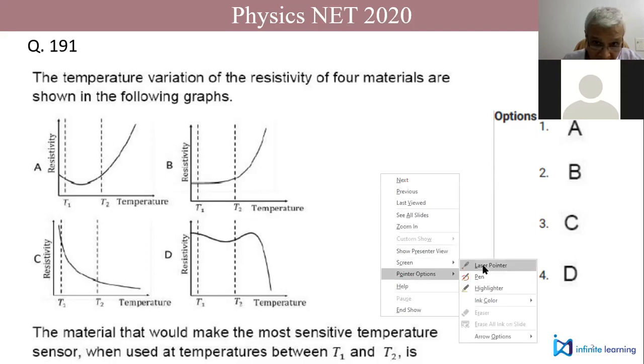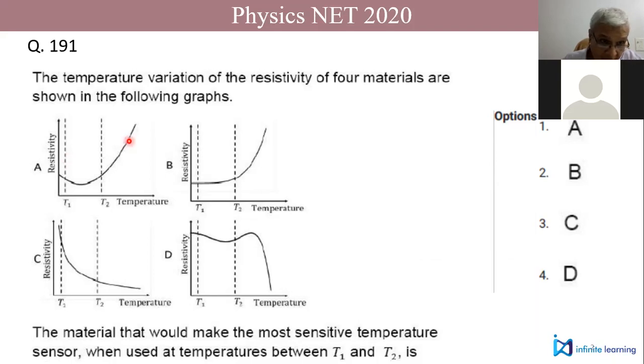Option A, you are saying. Think about it. Between T1 and T2, suppose I look at two different temperatures, it gives me the same resistivity. So if I use resistivity to measure temperature, there will be confusion because the same resistivity will give me two different temperatures. So A cannot be the case, correct? Okay, yes.